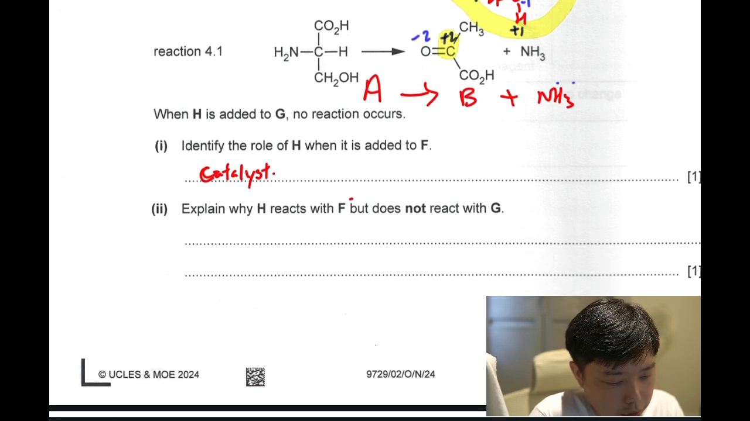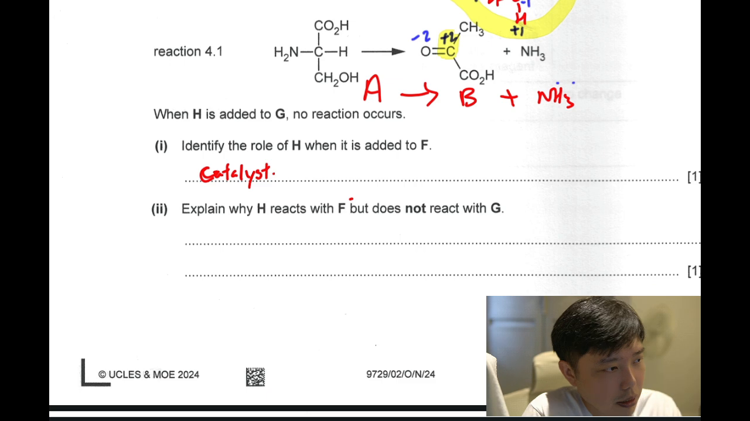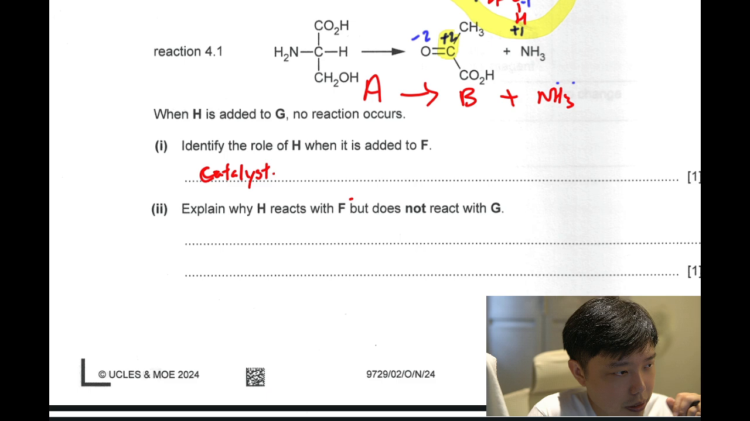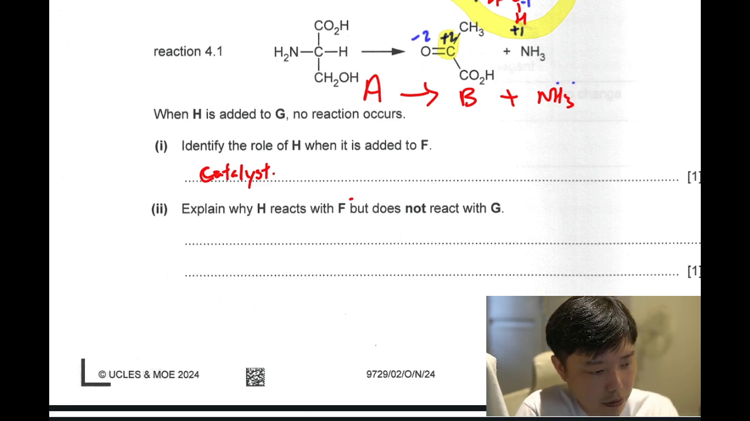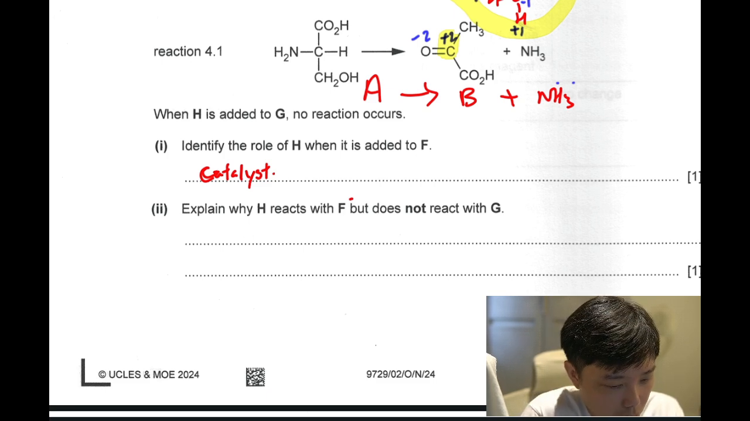Explain why H reacts with F but not with G. Why does it react with F and not G? Because F and G are both enantiomers. So they have the same molecular formula, but the key difference lies in their stereochemistry. So your H, because it's extracted from bacteria, is most likely a chiral biomolecule catalyst. Most likely it will only react with another chiral compound that has the same configuration in terms of stereochemistry. Kind of like the lock and key mechanism.